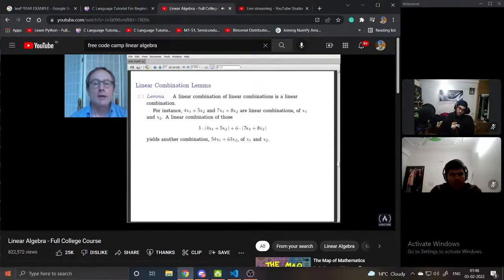If you take two linear combinations and you find linear combinations of them, you end up with a linear combination. A linear combination of x1 and x2 combined with a linear combination of x1 and x2 gives you a linear combination of x1 and x2. A linear combination of linear combinations is a linear combination. It's a small observation, but an important one.